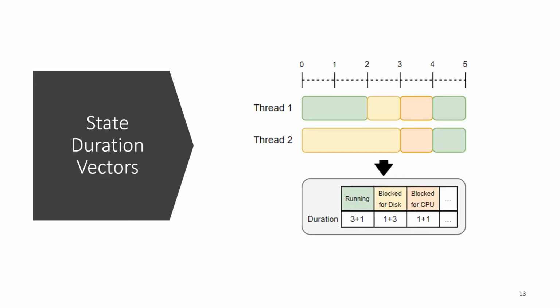Just to help visualize this process, we have 2 different threads along a number line representing the duration, where each color represents a different execution state. The state duration vector is a combination of the total duration each of these highly relevant threads spent in each of the execution states.